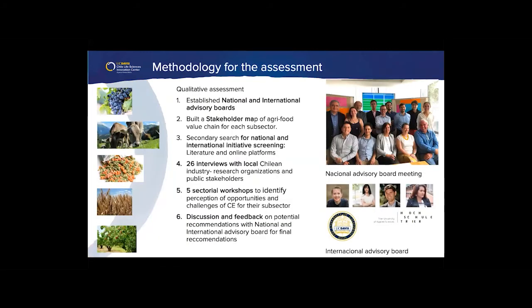From the methodological part of this assessment, understand that we established at the beginning of this work an international and a national advisory board. We built a stakeholder map to understand who are the players that are today leading some of these initiatives, and some demonstrative examples of the efforts in these 5 subsectors. Then we did secondary research of national and international initiative screening. We performed 26 in-person interviews and also 5 sectorial workshops for each of these sectors, to end with a discussion and the building of these final recommendations.